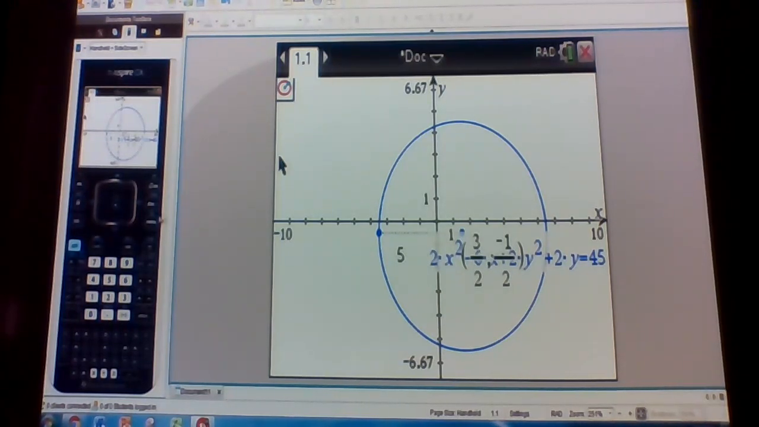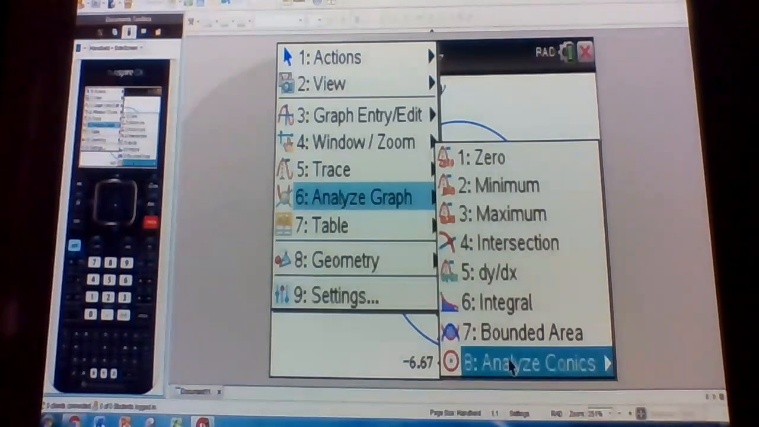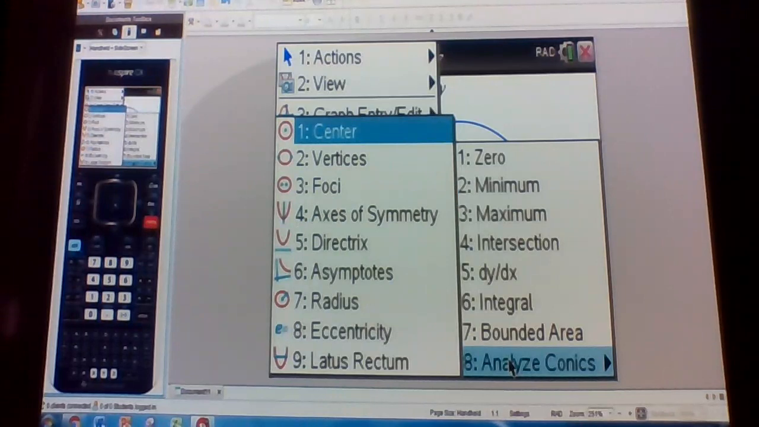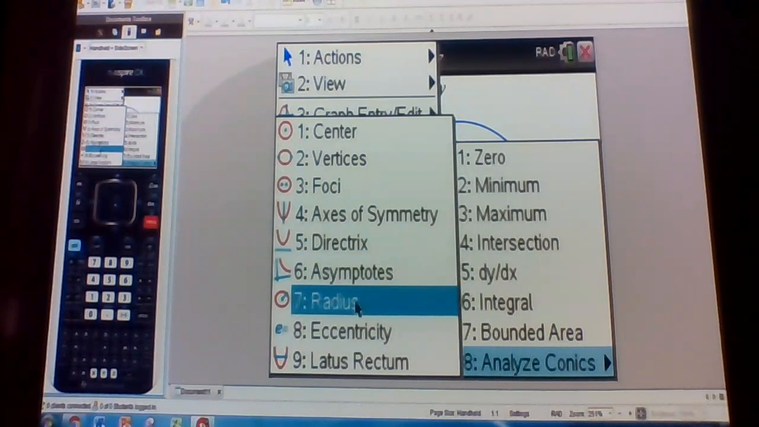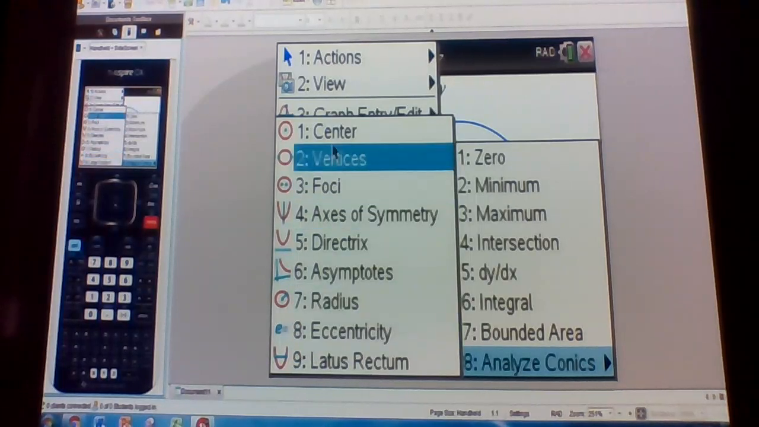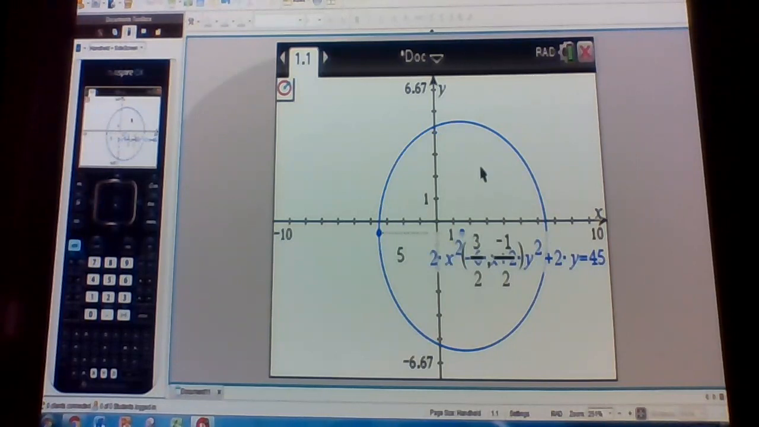Yep, you can just graph it, okay, which we did. Menu, analyze graph, we're looking at a conic, right? So this tells you all the axis of symmetry, asymptotes, radius. It tells anything you need here, so we want the radius. You go to any point on the circle, they're going to tell you it's 5. So that's great.